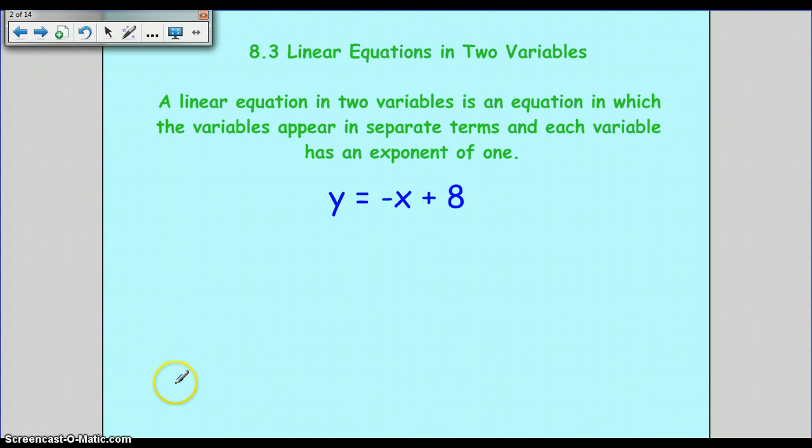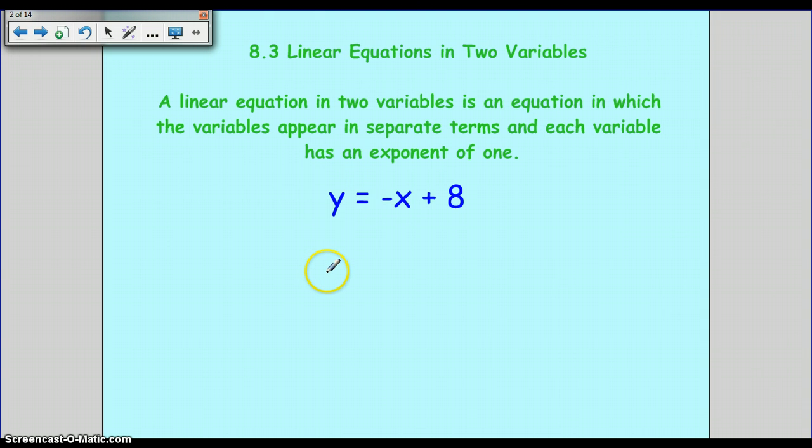In this lesson, we are going to talk about linear equations in two variables. A linear equation in two variables is an equation in which the variable appears in separate terms and each variable has an exponent of 1. So here we have y equals negative x plus 8. Notice the exponents are 1.